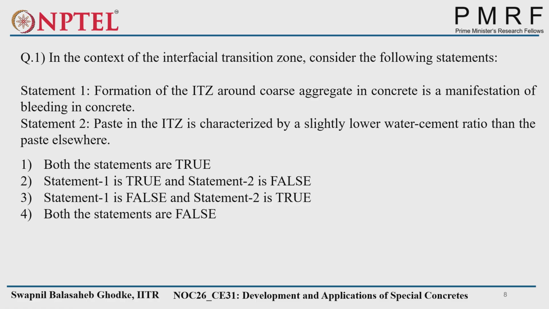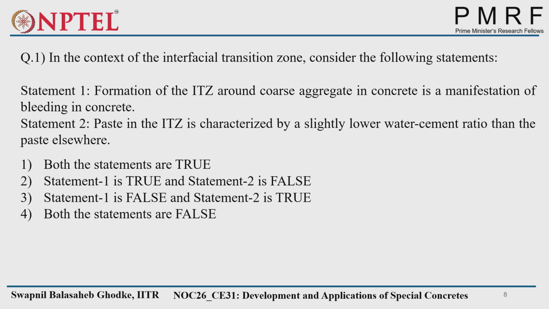So the first question is: in the context of the interfacial transition zone, consider the following statements. Statement 1: formation of the ITZ around coarse aggregate in concrete is a manifestation of bleeding in concrete. Statement 2: paste in the ITZ is characterized by a slightly lower water cement ratio than the paste elsewhere. So what will be the answer? Statement 1 is what? Correct or wrong?